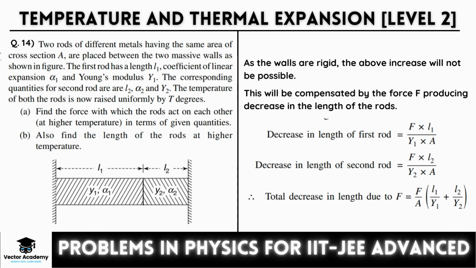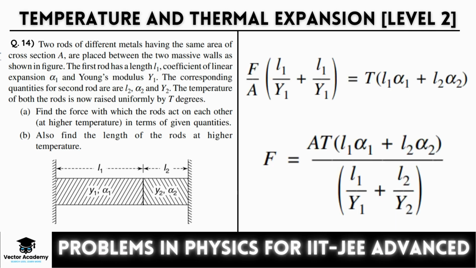As the walls are rigid, the above increase will not be possible. This will be compensated by the force F producing decrease in the length of the rods. Decrease in length of first rod equals F into L1 divided by Y1 into A. Decrease in length of second rod equals F into L2 divided by Y2 into A. Therefore, total decrease in length due to F equals F upon A into L1 by Y1 plus L2 by Y2.